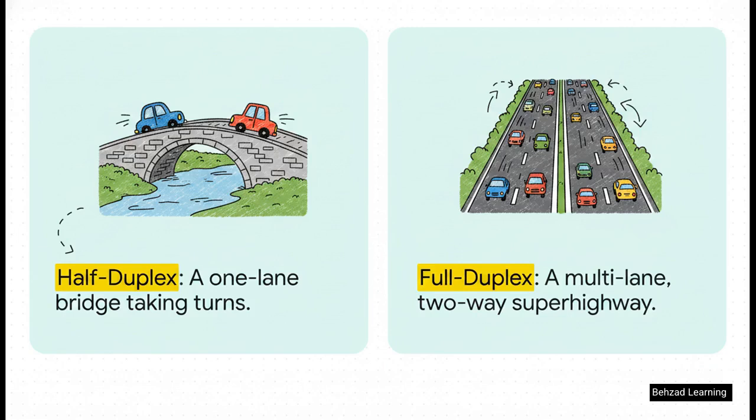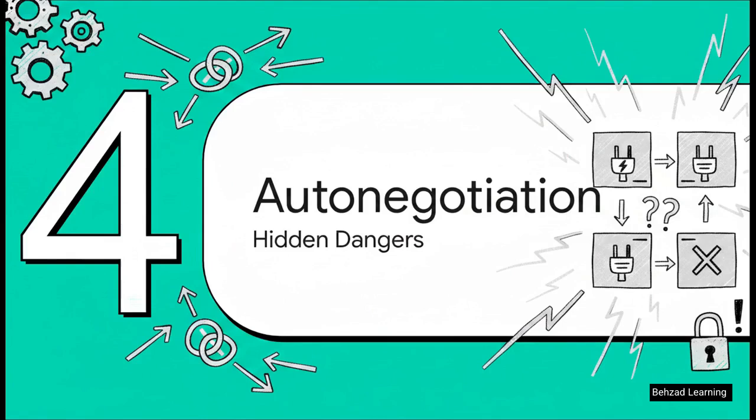Full duplex, on the other hand, is a multi-lane, two-way superhighway. Devices can send and receive data simultaneously without ever worrying about colliding. So in the real world, modern networks should almost always be operating as that full duplex superhighway. Let's hit Section 4, the auto-negotiation trap. Time to uncover some hidden dangers.